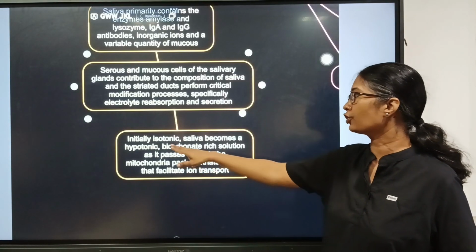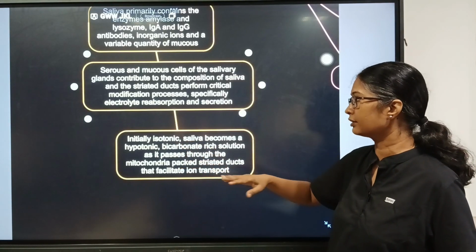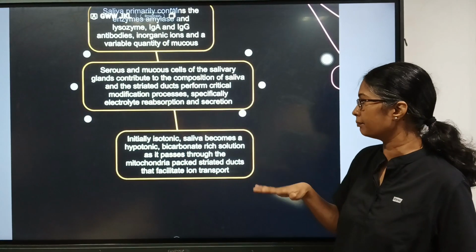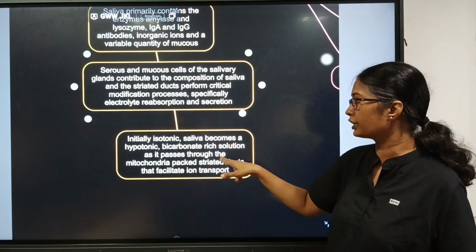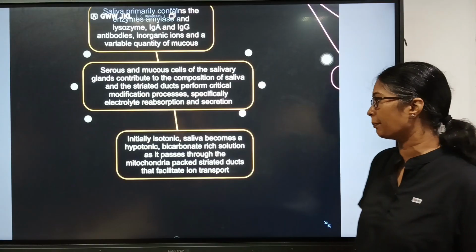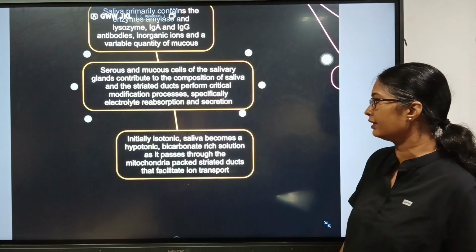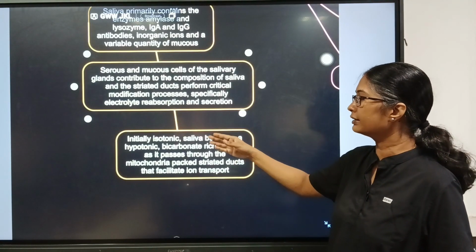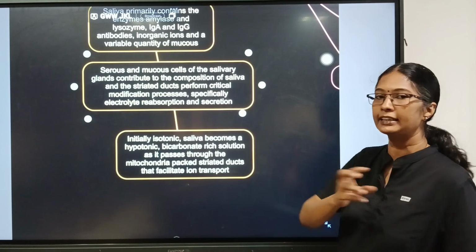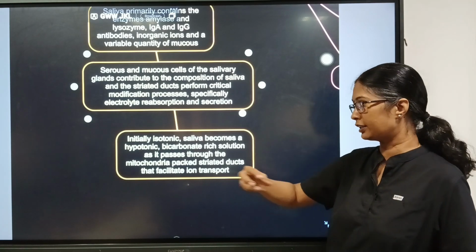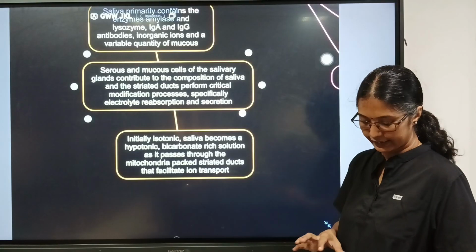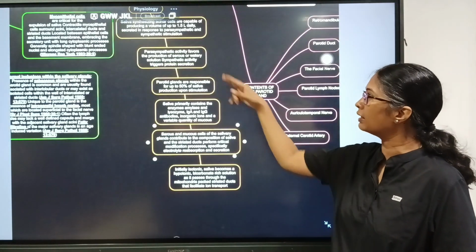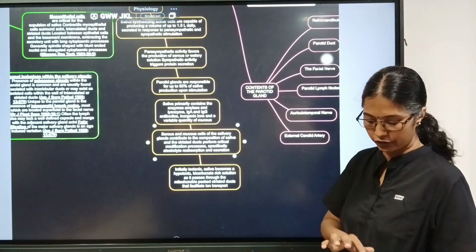Initially the saliva is isotonic, meaning the positive and negative ions are balanced. The saliva becomes hypotonic, with bicarbonate in solution, as it passes through the mitochondria-packed striated ducts that facilitate ion transport. So the tonicity of the saliva changes as it is secreted and passes through the duct, because of these ductal cells. We will see all these acinar cells and ductal cells in the histology part.